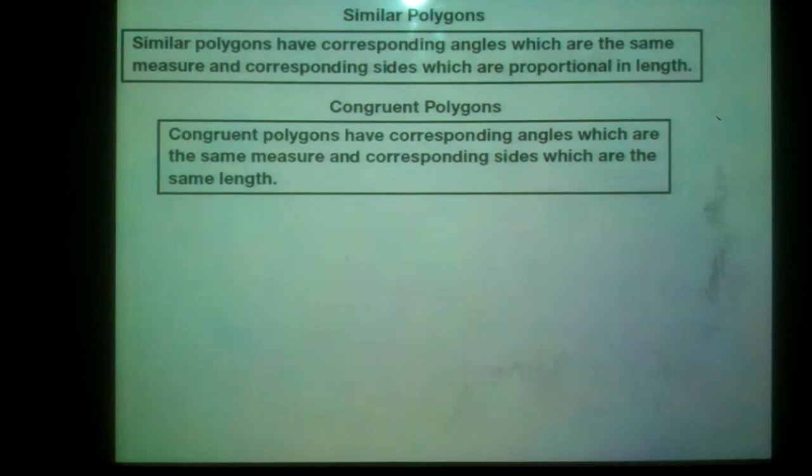Similar polygons have corresponding angles, which are the same measure, and corresponding sides, which are proportional in length. So they are not the same length, but they are proportional. That means, well, we'll show you what that means in a second here.